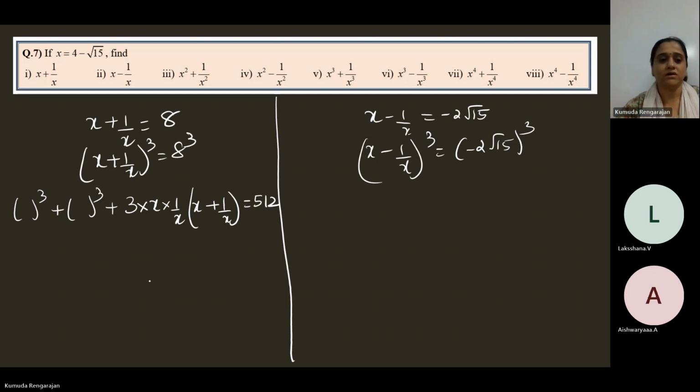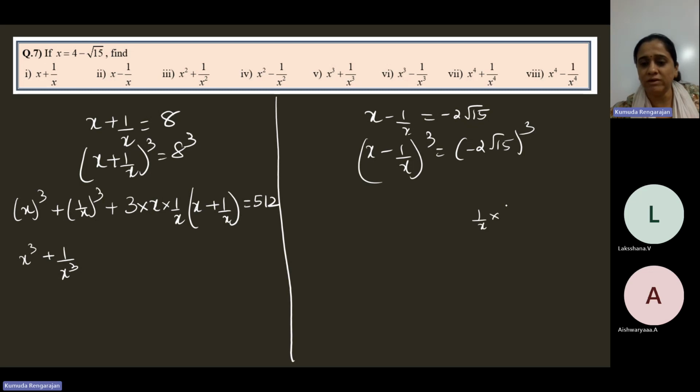Okay. So now let's fill in. What is a actually, children? A is x and b is 1 by x. So a cubed plus b cubed plus 3ab into (a + b) is equal to 512. So x cubed plus 1 by x cubed, because 1 by x the whole cube means what? 1 by x into 1 by x into 1 by x. 1 into 1 is 1, x into x is x square, into x is x cube. So 1 by x cube.